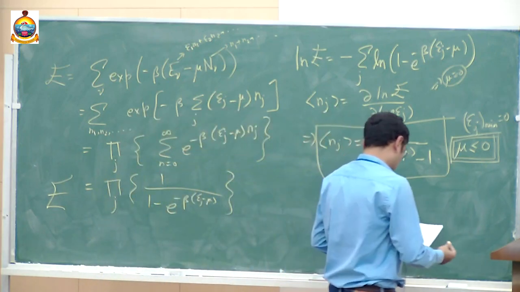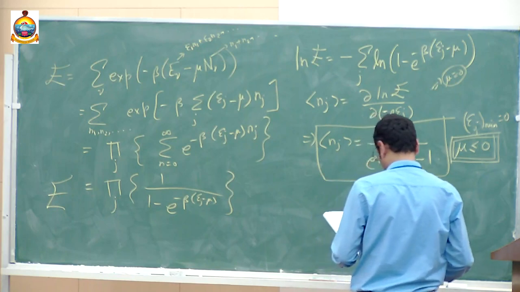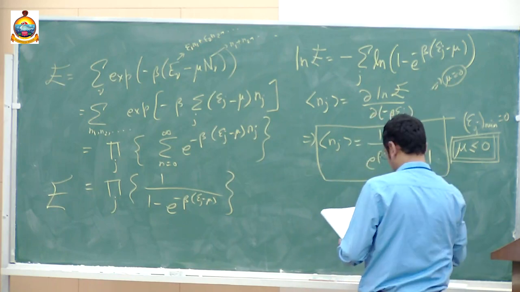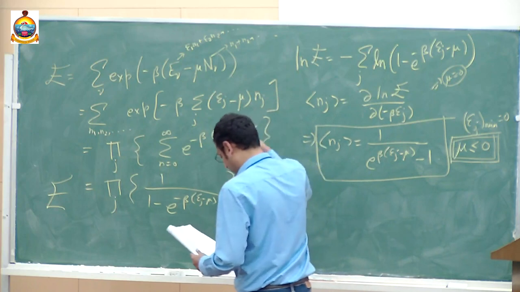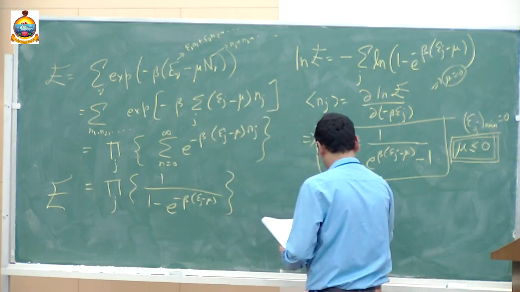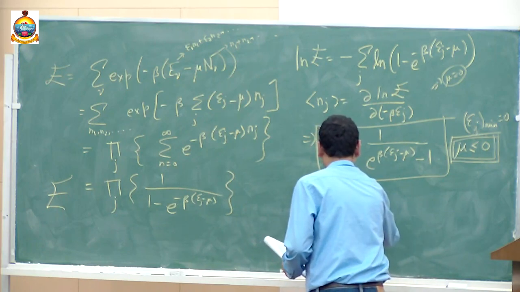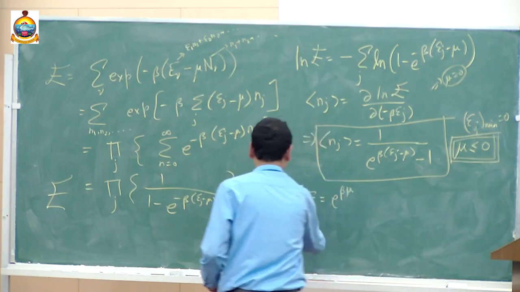Good. So now, in most textbooks, it's what they define when they study BEC. And since I am following Kerson Huang, I'll stick to his notation. They define something called a fugacity. There's a certain advantage to doing that. So this is just this quantity. Okay. So this is called fugacity.